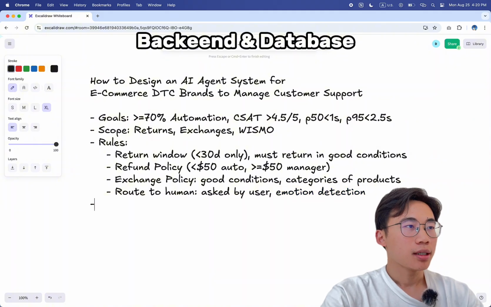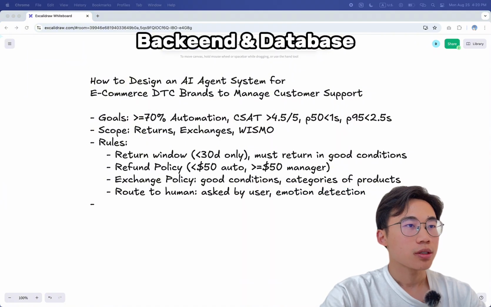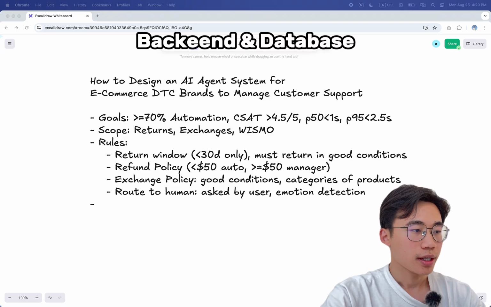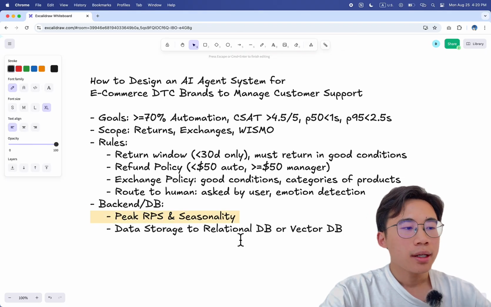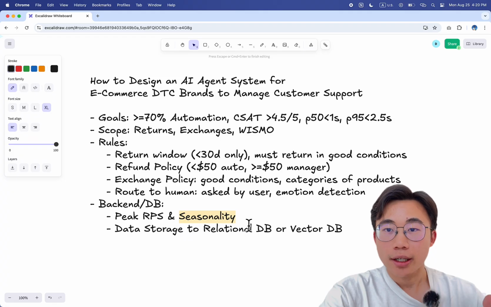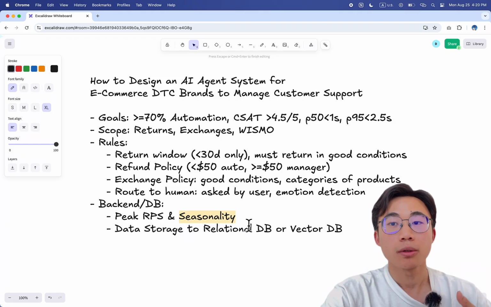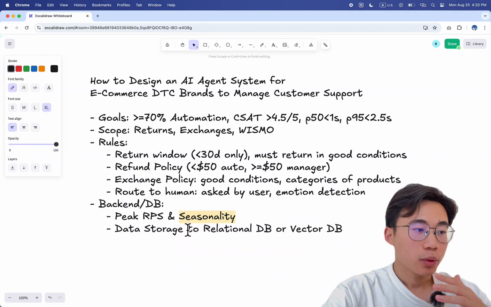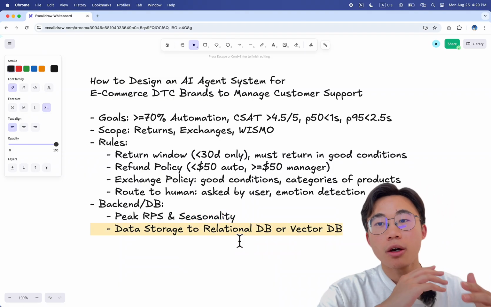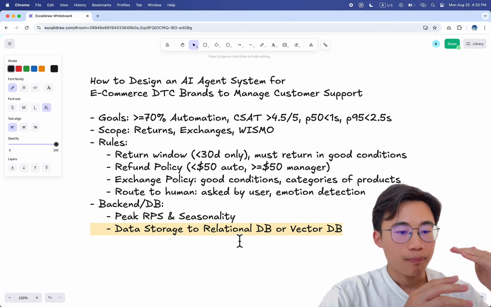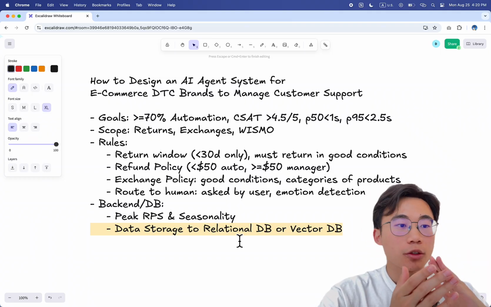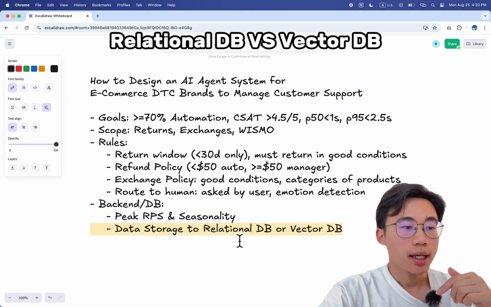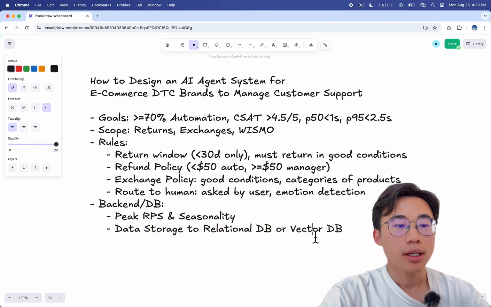From a backend and database perspective, there are a few things that we should consider in this case. Let me just paste it right in. The first thing is when and how much is the peak for requests per second? And about the seasonality as well, imagine this is Black Friday or Christmas time, then probably there will be a lot more people doing online shopping versus other periods of the year. And also we need to think about how we're going to store all the chat history, information about the transactions, about returns and logistics. Do we store it in a relational database or do we store it in a vector database?